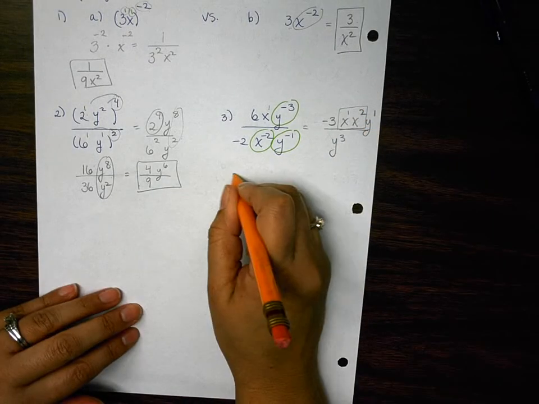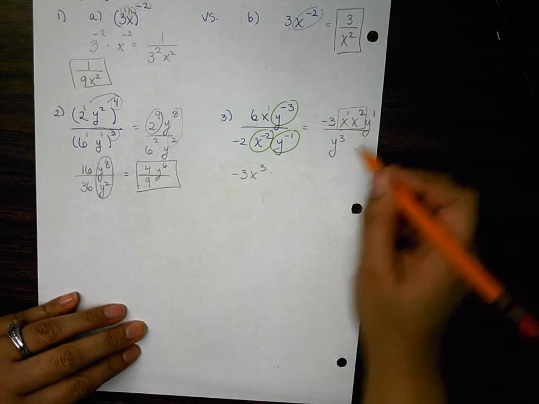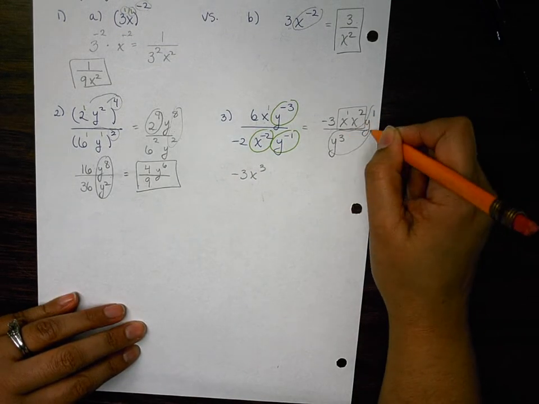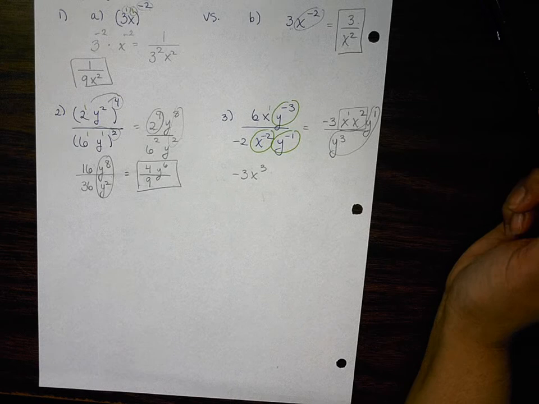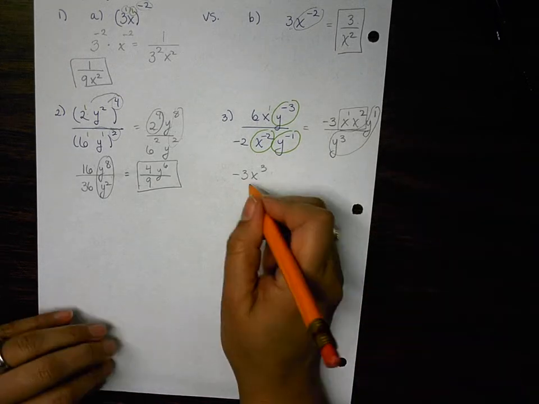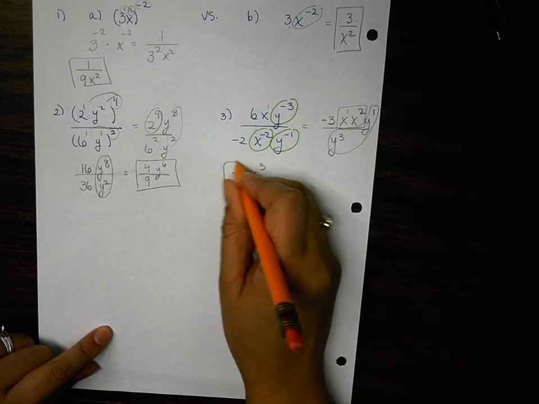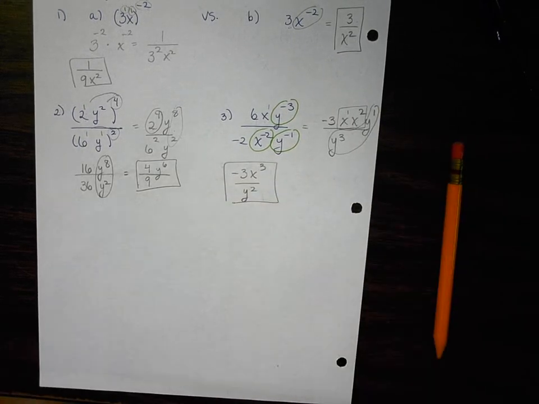What do I do with these guys? Add or subtract? So negative 3x to what power? Third. What do I do with these guys? Add or subtract? More at the top or the bottom? Y cubed, so it's going to end up at the bottom. What's 3 take away 1? So y squared. Negative 3x cubed over y squared.